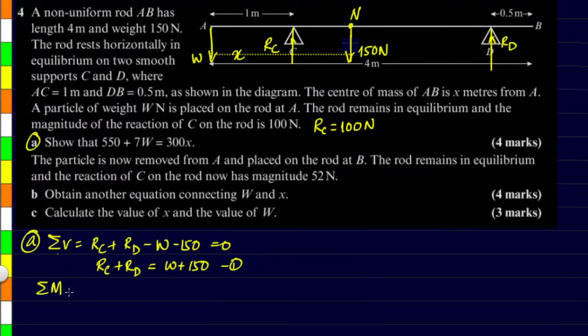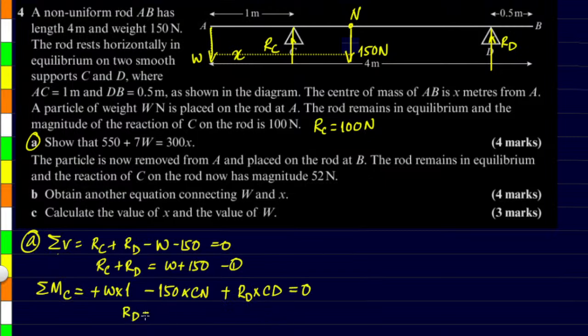Then moments about point, let's say C. First W into 1, this one is going anti-clockwise, so plus. Then 150 into this distance CN, and this one is going in clockwise direction, so minus. Then RD into distance CD, this one will go anti-clockwise, so plus, so total should be 0.